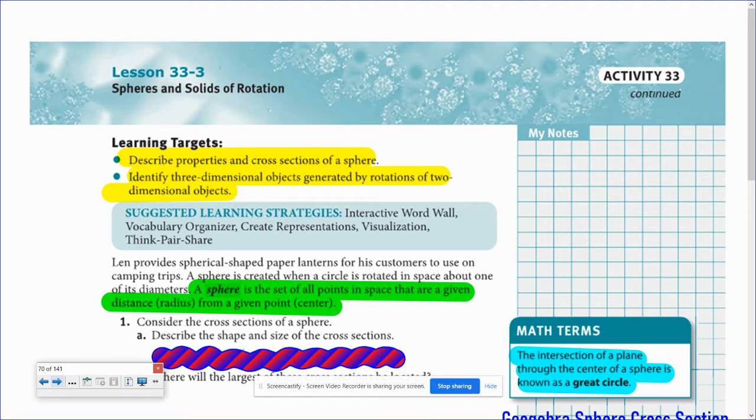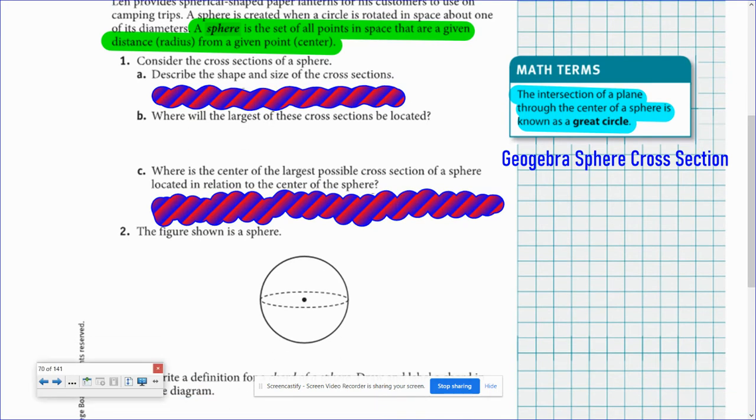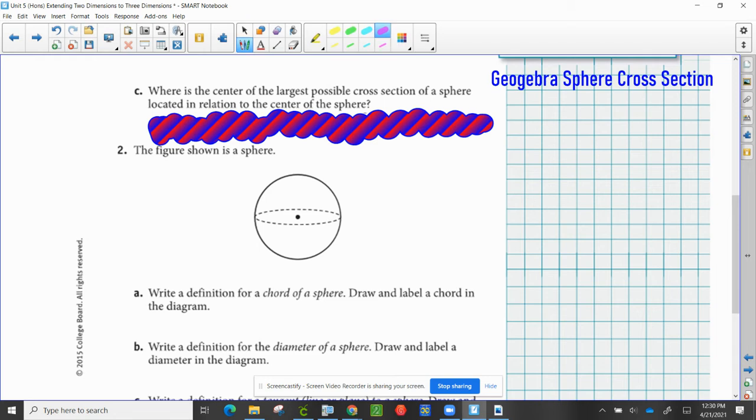Okay, so let's talk about a sphere. A sphere is the set of all points in a space that are a given distance, which is our radius, from a point, which would be our center. Here's a picture of a sphere in your book in number 2. They're talking about the sphere being an unlimited amount of distances, our radii, that are spun around to create this 3D circular figure.